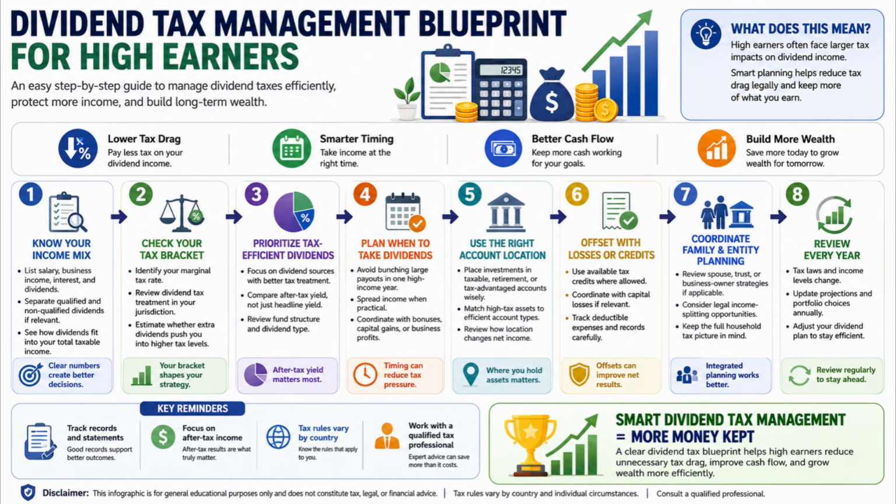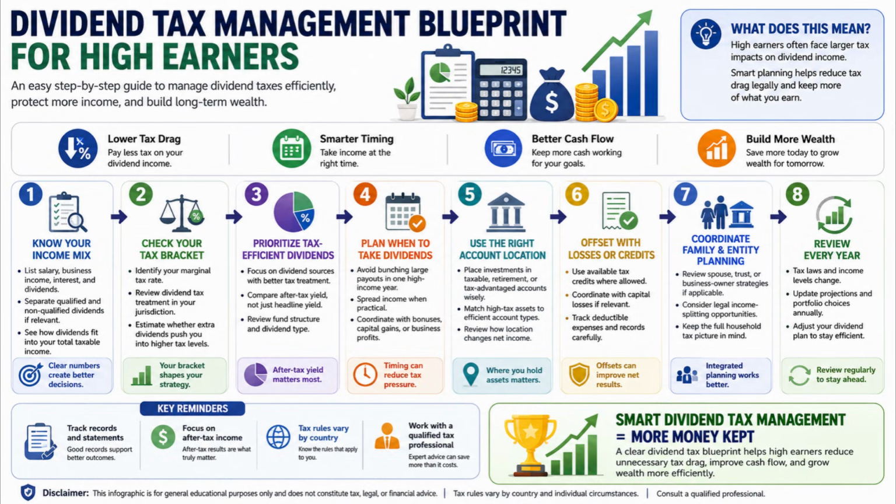Next, check your tax bracket. Your marginal tax rate plays a major role in dividend planning because high earners may pay more tax on additional income. Therefore, before taking more dividends, review the tax treatment in your jurisdiction and estimate how the extra income may affect your overall tax bill. When you understand your bracket, you can build a smarter strategy.